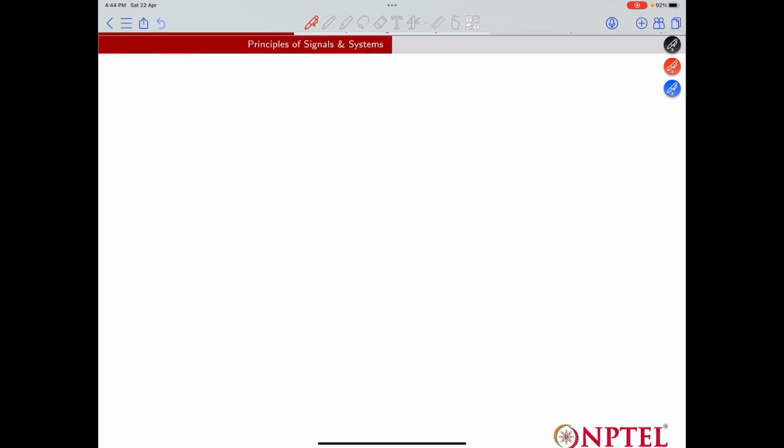Okay, the next question we'll take from the class example only. Let's suppose in the figure it is given, this is our input x[n], and it is summed here. So this is our output y[n], and one delay element is added. This is our delay element.